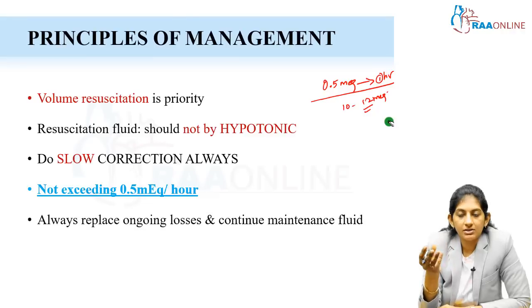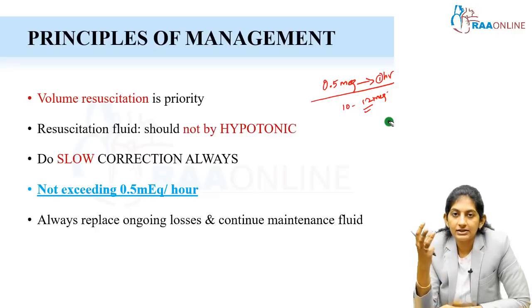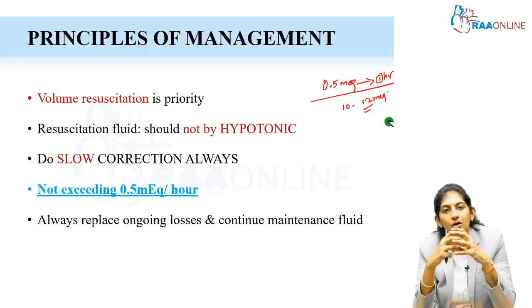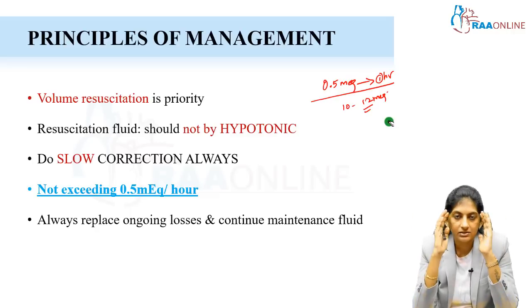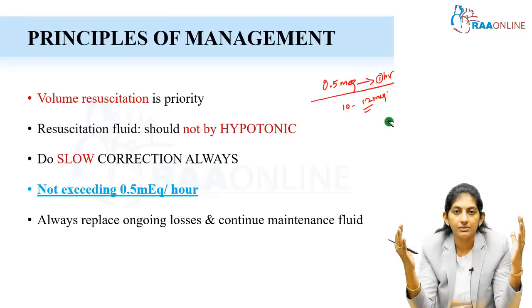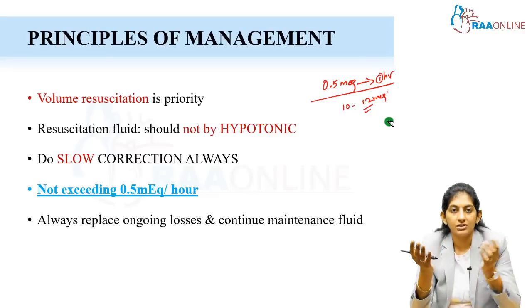And why slow correction? Because we have discussed the cell shrinkage, no? If you are going to give fluid, what will happen? The fluid will go and enter the cells which have shrunken. The cells will readily absorb all the water. Now, it will start swelling up, especially in the brain. Swelling up of the cells, what will happen? It will cause cerebral edema, raised ICP and herniation, seizures, all will happen.